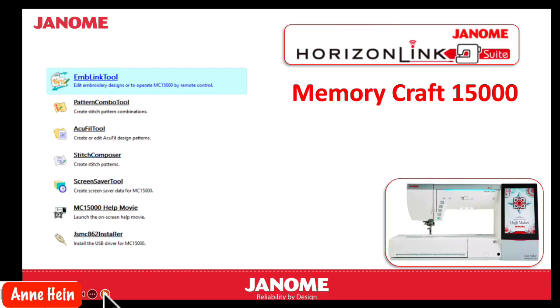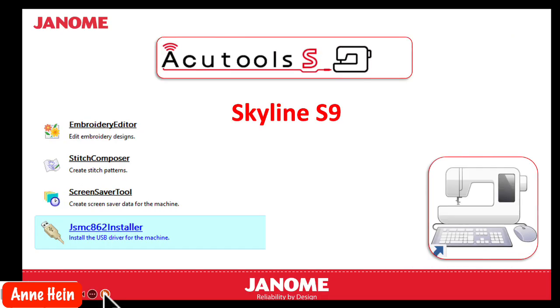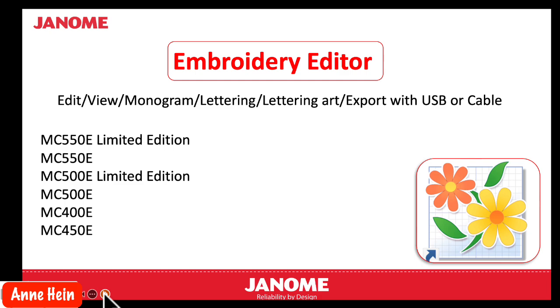If you open the embroidery link tool, you'll find more options within there. The Skyline 9 has its own, now these are PC programs we're talking about first. So AccuTools is for our Skyline 9, our S9, and it too is very much like Horizon Link Suite. It looks very much the same. Embroidery editor comes packaged in there with Stitch Composer and the screensaver tool, and of course you need your USB installer driver, which is located in that software. So again, look for that software so that you can upload it to use with your machine. It goes on a computer, it doesn't go on your machine. Both of those programs allow you to send wirelessly to your wireless machine.